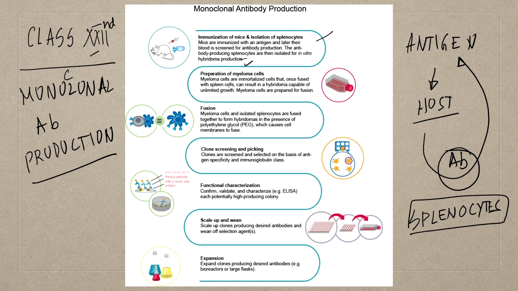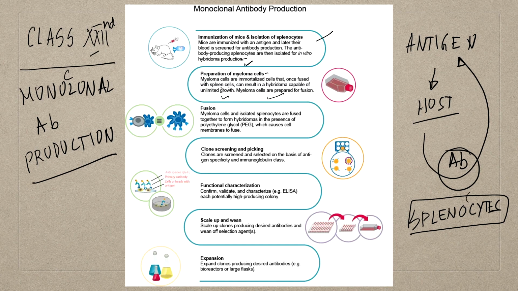Okay. So, now coming to the second step again, preparation of myeloma cells. Myeloma cells are immortalized cells that once fused with the spleen cell can result in a hybridoma capable of unlimited growth. Myeloma cells are prepared for fusion. So, when we talk about the hybridoma technology, it is basically a hybrid between myeloma with a spleen cells or antibody producing cells. Okay. And as I mentioned, always remember it like this. Cytes stand for cells, and here it could be anything. It could be some other tissue. It will be cyte. Okay.